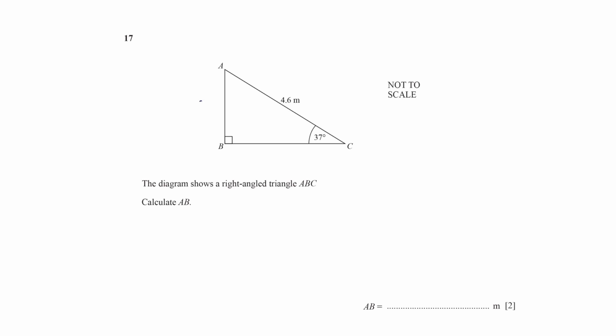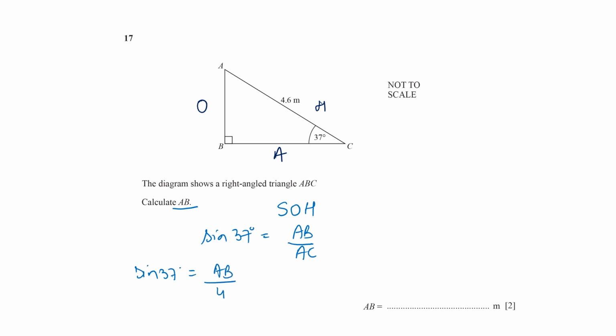Now, for 37 degrees, this is going to be the opposite, this is going to be the adjacent, and this is going to be the hypotenuse, right? So what we can do over here, since the question is asking you about AB and it is giving you the hypotenuse, we can use sine. Out of SOH CAH TOA, we can use sine over here. So sine 37 is equal to AB over AC, right? Now AC is given as 4.6. So sine 37 will be equal to AB divided by 4.6. So we can say length of AB will be equal to 4.6 times sine 37.